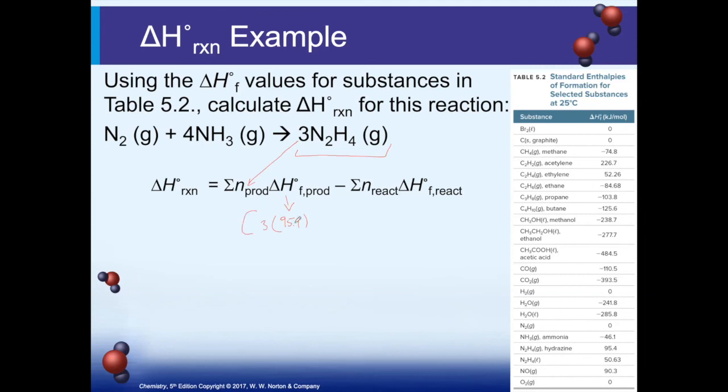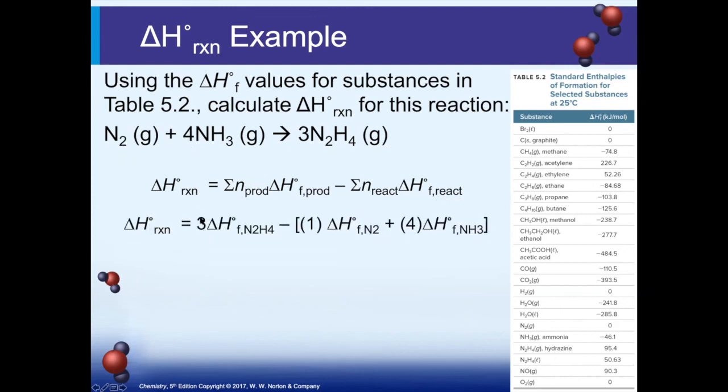Okay, so I'm going to subtract from that the delta H of formation of each reactant. For the N2, I know that's going to equal 0, because that's just a pure element, right? And then for the NH3, I'm going to multiply by 4 because of this 4, and then I just look up the value for NH3 gas, which is negative 46.1. Then you just do all the math, and that's going to be some number of kilojoules per mole. And that's the answer to the question. Okay, so I'll erase that, and I'll show you the solution in PowerPoint.